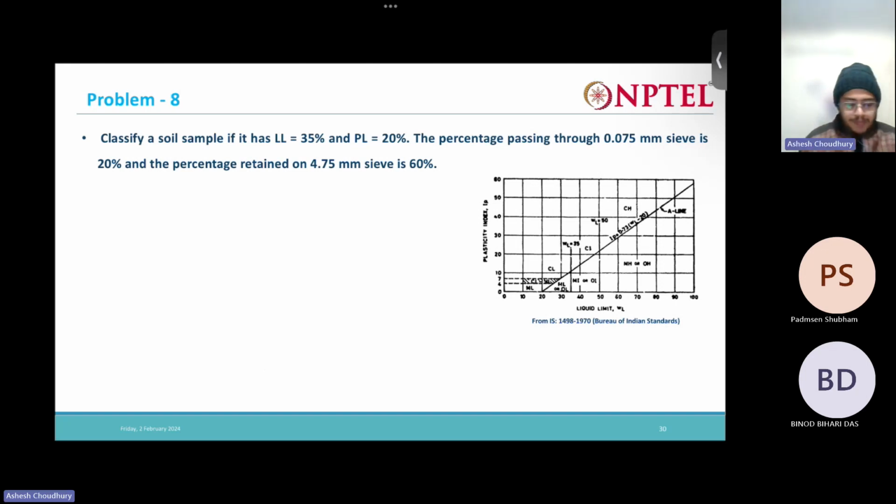Now let us come to this problem. Classify a soil sample if it has a liquid limit of 35% and plastic limit of 20%. The percentage passing through 75 micron sieve, that is 0.075 mm sieve, is 20%, and the percentage retained on 4.75 mm sieve is 60%. So please try to solve this again, step by step. Just recall everything and try to solve it step by step.